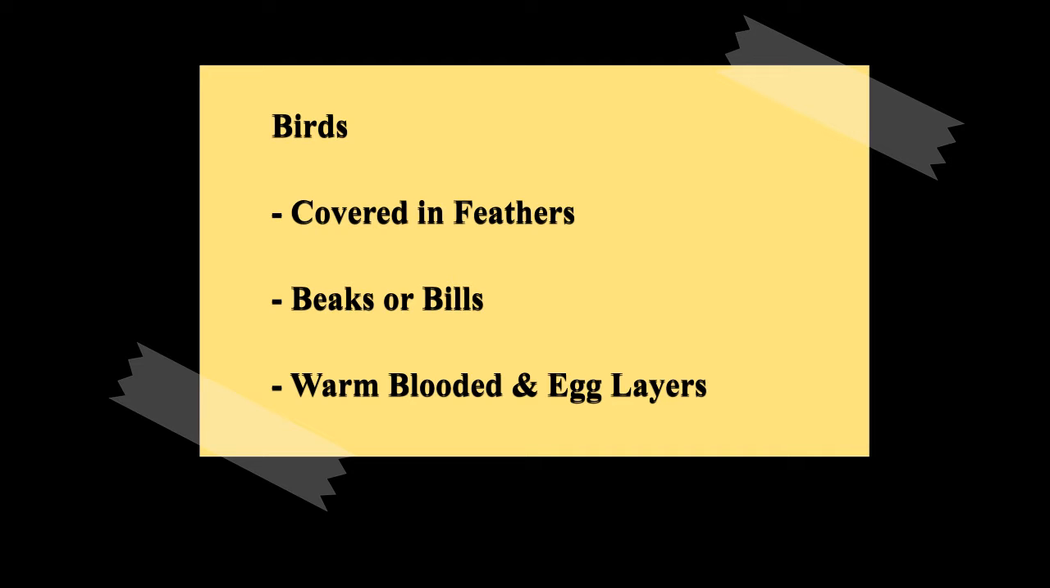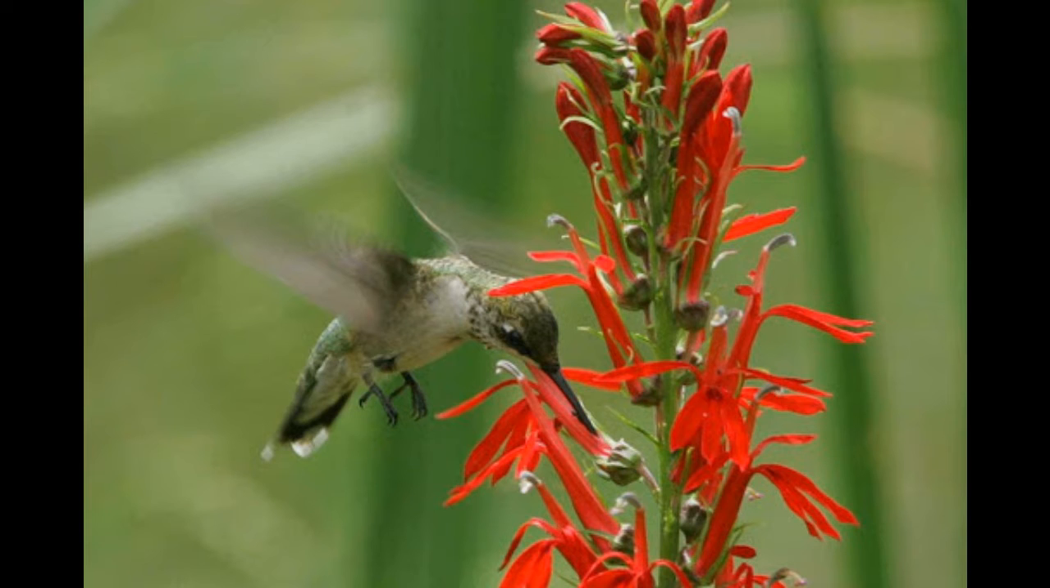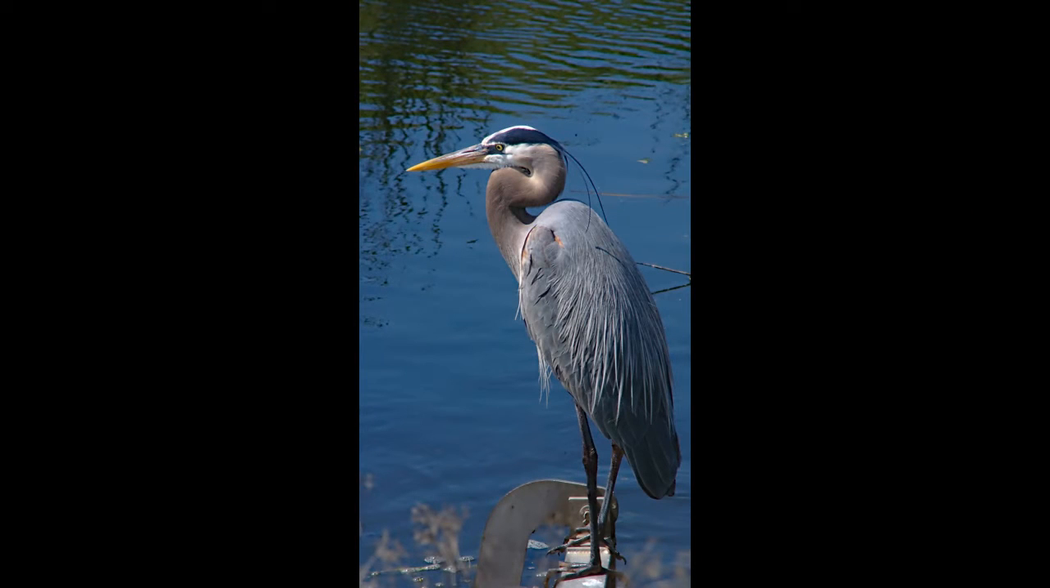Here at the library, we see lots of different birds outside every day. The smallest Kansas bird is the hummingbird. One of the tallest is the great blue heron. You can see both of these here at Wyandotte County Lake Park.